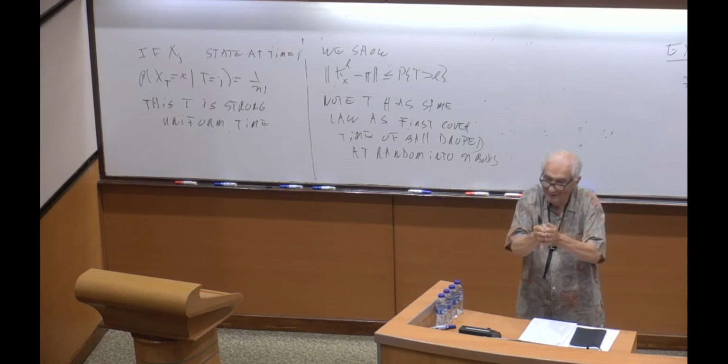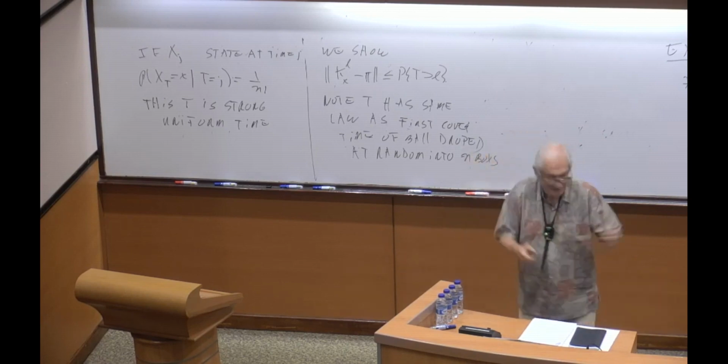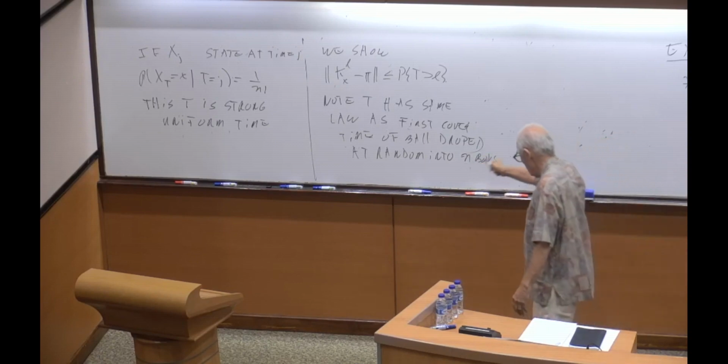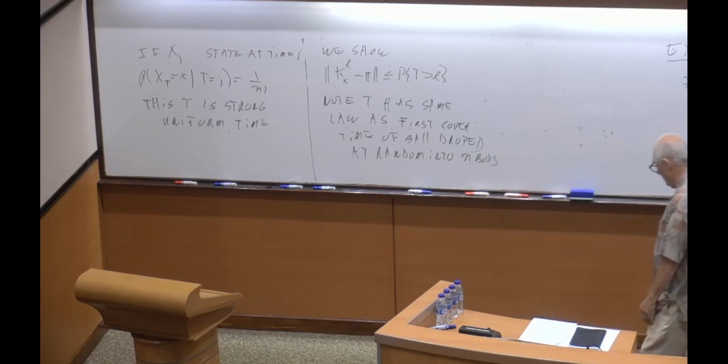And so this T has just these same geometrics but written backwards. This T has the same distribution as the classical problem. It's called the coupon collector's problem.